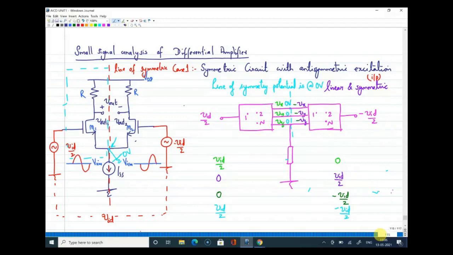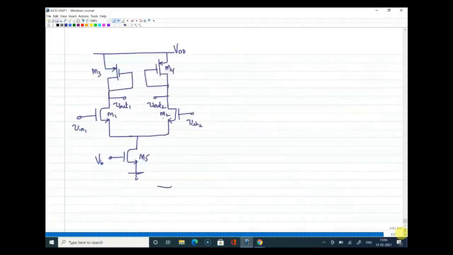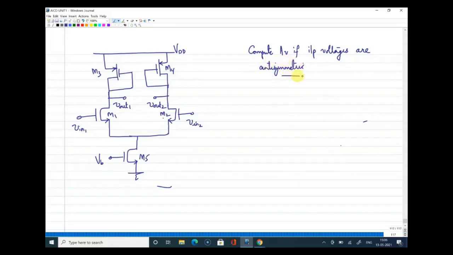All right. Okay. So come to this question, and can you guys quickly solve this? The question is: compute the voltage gain if input voltages are anti-symmetric. In certain cases, they will not mention whether it is anti-symmetric or not. If it is not mentioned, you can assume that the excitation is anti-symmetric and proceed with the calculation. Also, one more thing is given: lambda is not equal to 0.